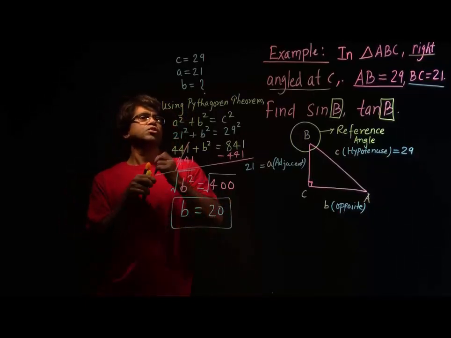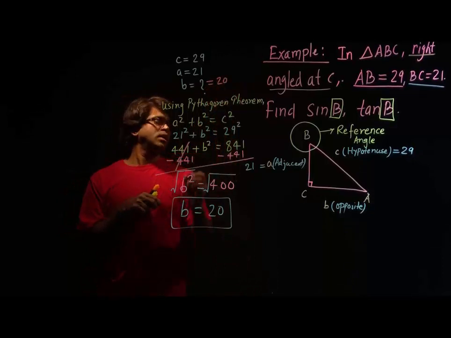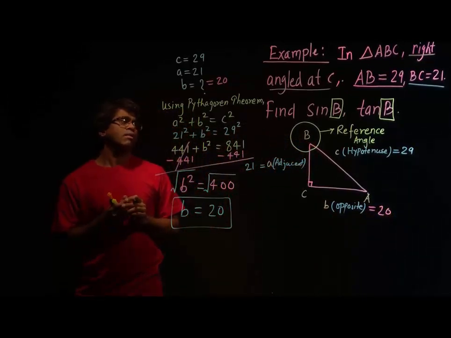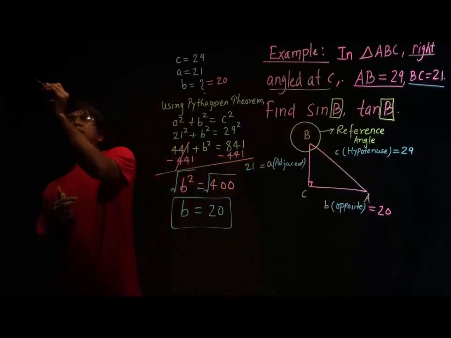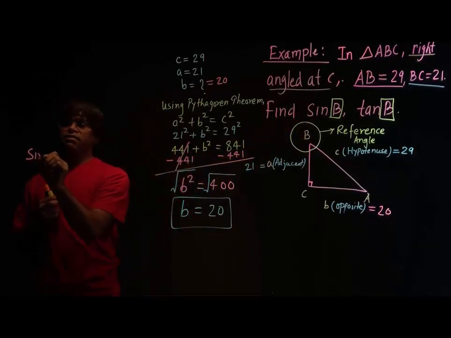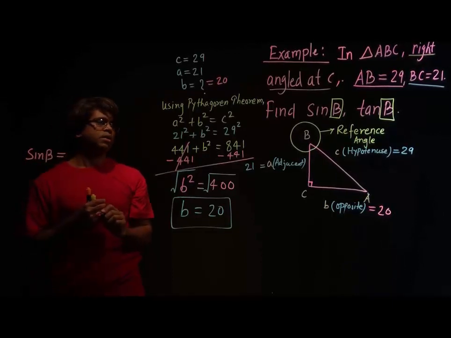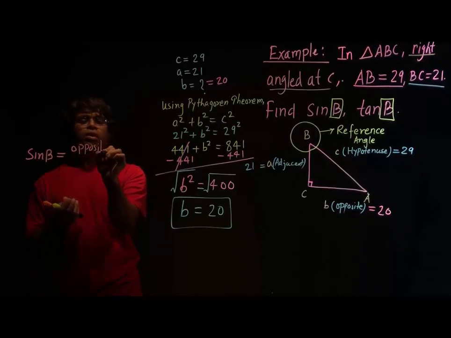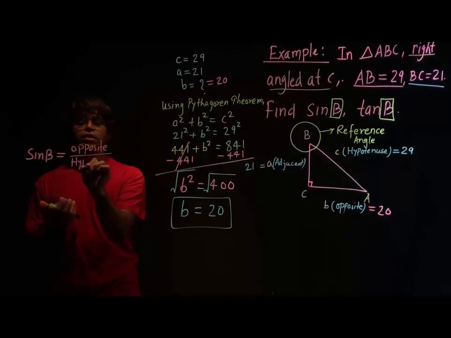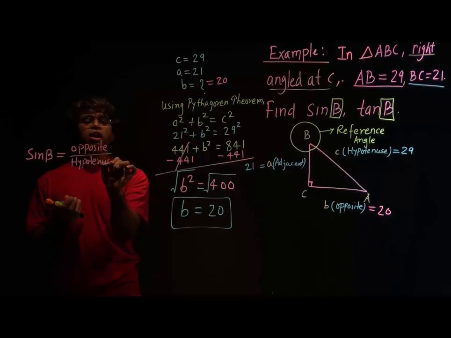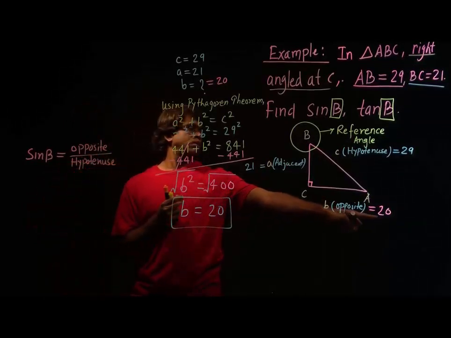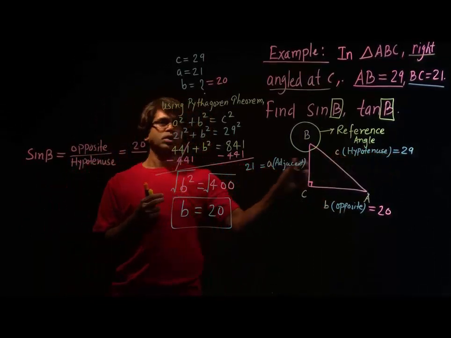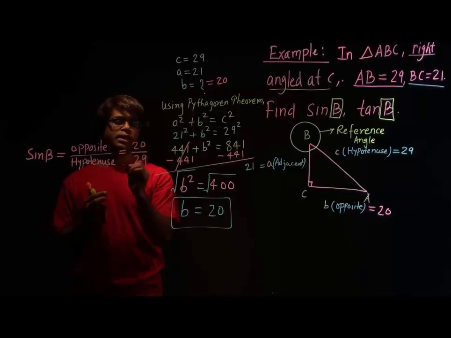So let's write it here. The value of b is 20, and I'm going to write it here too. My opposite, I know, is 20. Alright? Now, we need to find the value of sine. So I'm going to write sine of b is equal to, we know sine is opposite over hypotenuse. And what is my opposite? 20. So I will write sine b is 20 over my hypotenuse, which is 29. So 20 over 29.